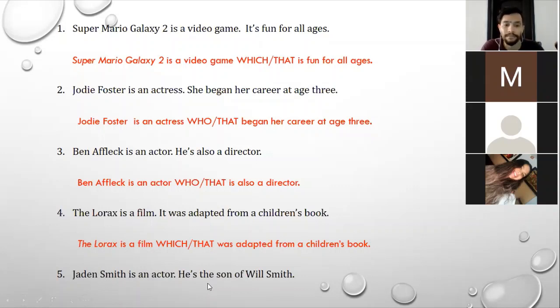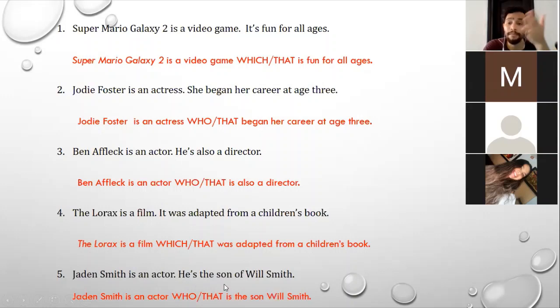Number 5. Take a look. Jaden Smith is an actor. He's also the son of Will Smith. Put it together. Jaden Smith is an actor who is the son of Will Smith. All right, good. Who is or that is the son of Will Smith. Now, where is the relative clause? Who or that is the son of Will Smith. I dropped off something here, sorry about it.